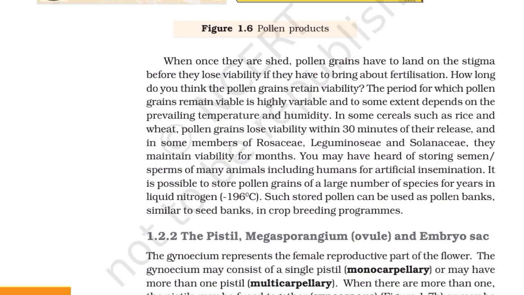You may have heard of storing semen or sperms of many animals, including humans, for artificial insemination. It is possible to store pollen grains of a large number of species for years in liquid nitrogen, minus 196 degrees centigrade. Such stored pollens can be used as pollen banks, similar to seed banks in crop breeding programs.